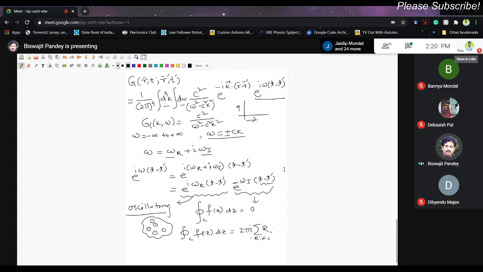Here, in place of z, we are using frequency. Frequency is our complex variable. So let me write it this way: f(omega) d omega. You can rewrite this as g(omega) divided by (omega minus omega_i) d omega. And these residues are basically the coefficients of the term 1 by (omega minus omega_i).